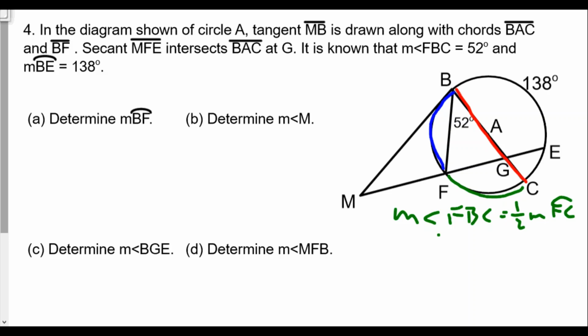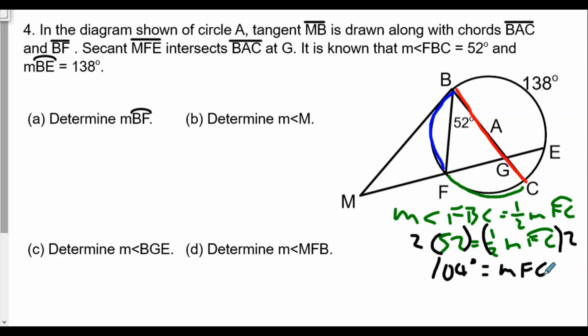Well, we know the measure of angle FBC, that's 52, equals 1/2 the measure of arc FC. If we multiply both sides by 2, we can find the measure of arc FC, and that becomes 104 degrees. So this is 104 degrees. Well, if that's 104, then the measure of arc BF, sorry, erase this here, my handwriting is dreadful, I apologize.